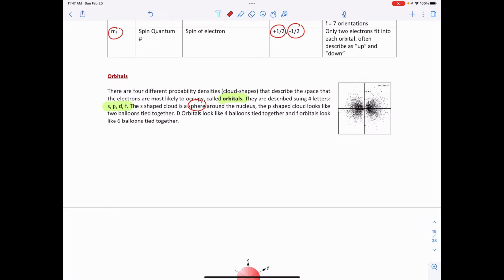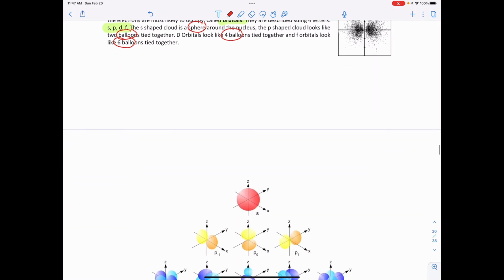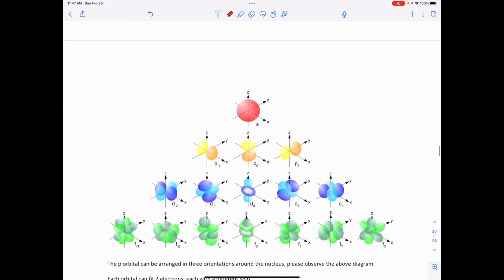The P-shaped cloud looks like 2 balloons tied together. The D-shaped orbital looks like 4 balloons tied together. The F orbital looks like 6 balloons. So that's describing it. Now we have a picture here to kind of explain what all these balloons and spheres are talking about.